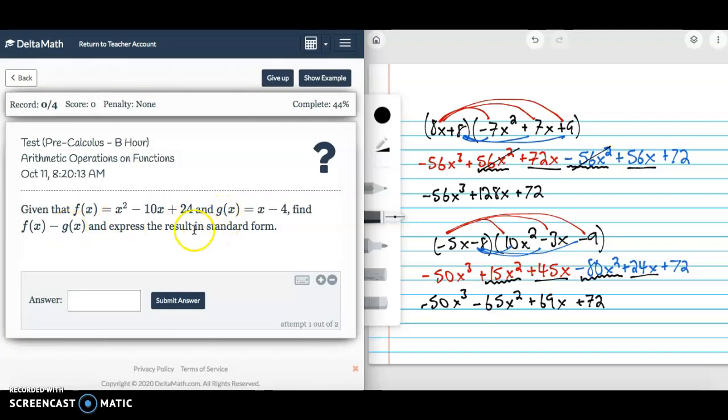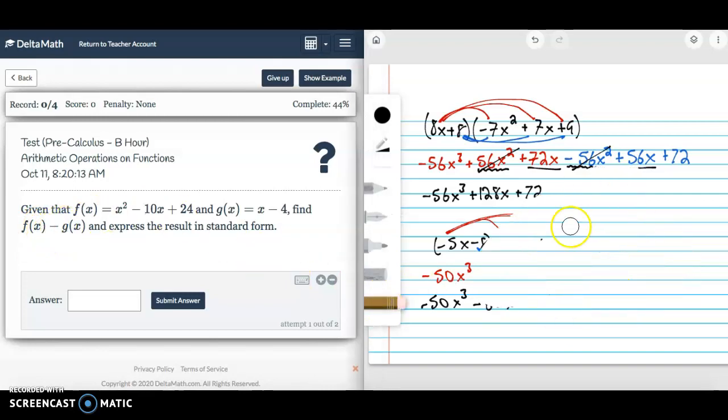All right, let's do some more arithmetic operations. These ones aren't necessarily products. They could be other things as well. This one looks like it has subtraction between my two functions.